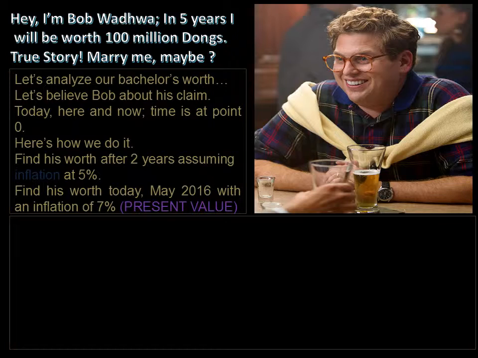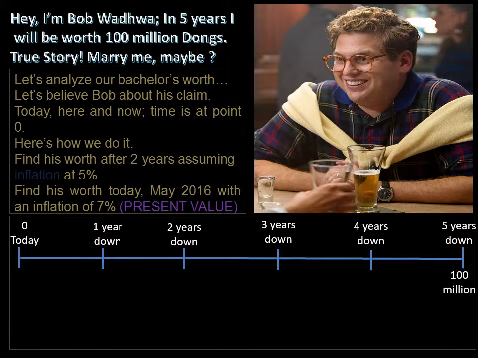Now let's solve this problem. I'm first going to find out what Bob is worth 2 years from today, considering the money depreciates at 5%. This 5% is just my discounting rate. Here's the timeline. This is where I am today. This is where Bob promises to have $100 million. Now, to find the first question, I want to know what he's going to be worth over here, 2 years from today.